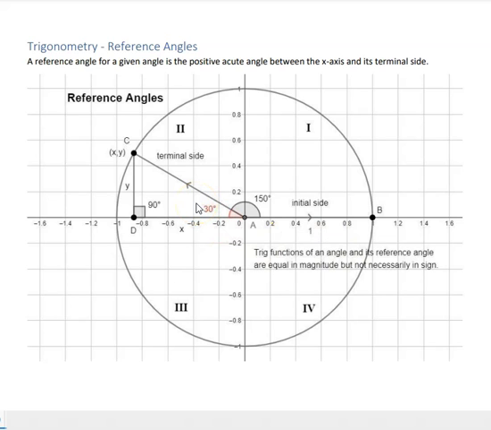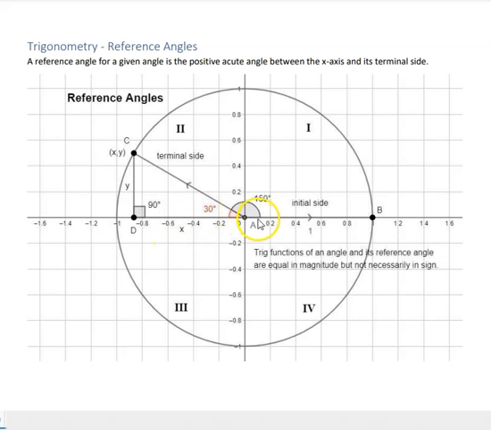And what's key about a reference angle? Trig functions, that means sine, cosine, tangent, etc., of an angle and its reference angle are equal in magnitude, that means their size, their value, but not necessarily in their positive or negative sign.